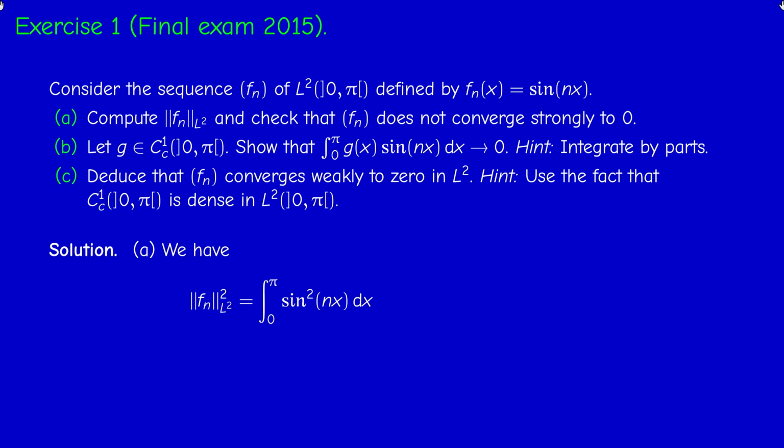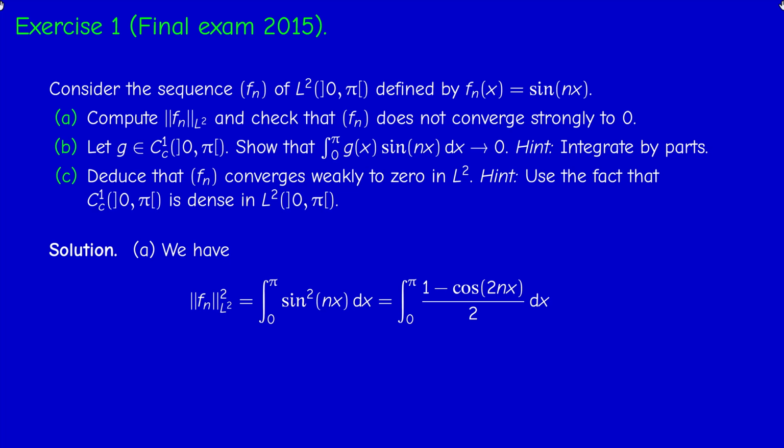The norm of F_n in L2 squared, by definition, is the integral of F_n squared. So it's the integral from 0 to pi of sine squared nx, and you should be able to compute that. We linearize sine squared, so we write sine squared nx as (1 minus cosine 2nx) over 2.